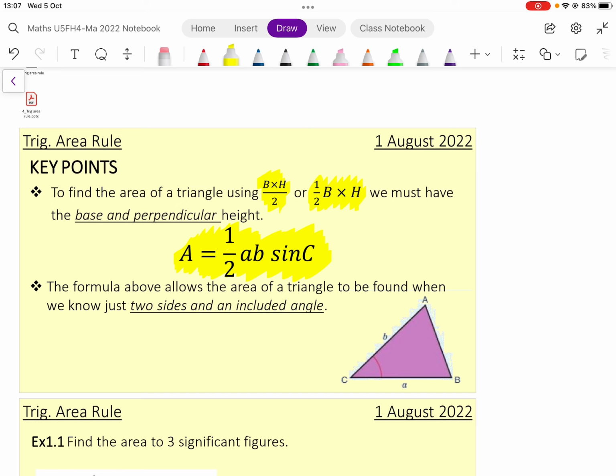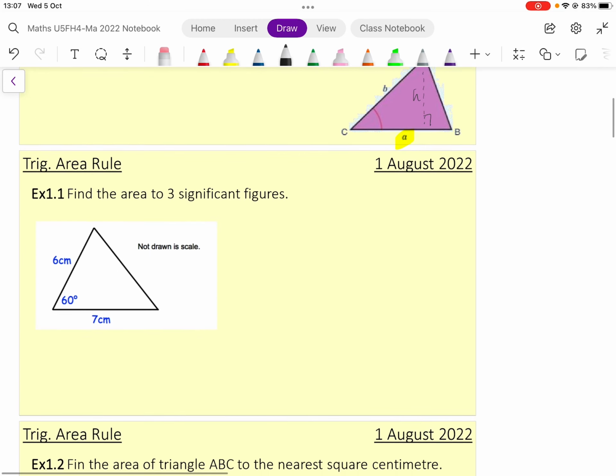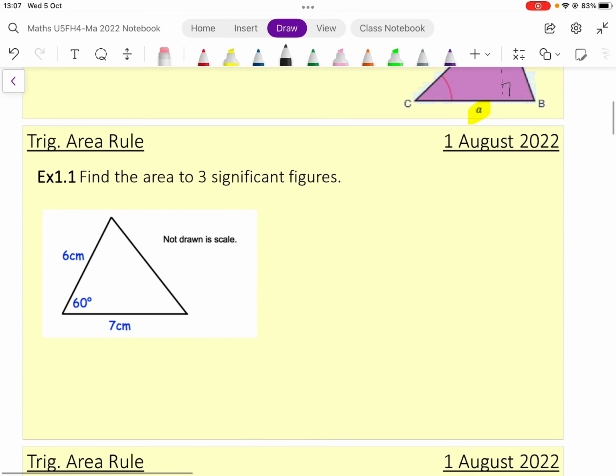So if you look at this purple triangle down here, if we knew this angle down the bottom labelled in red there, I'll go over it in black. If we know this angle C and we know the side lengths a and b, we can find the area. Whereas before we would have to know the base, so we'd have to know a, and we'd also need to know the perpendicular height, which we don't always know. So let's do two examples first.